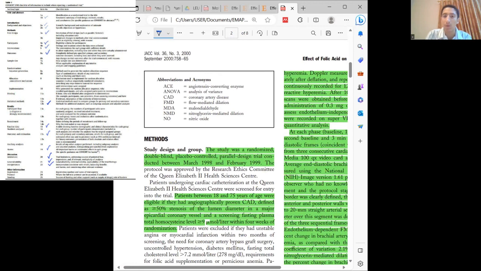We can move on to the methods, the description of the trial design, such as parallel, factorial, including allocation ratio. So we can find in the methods, study design: the study was a randomized, double-blind, placebo-controlled, parallel design trial conducted between March and February.